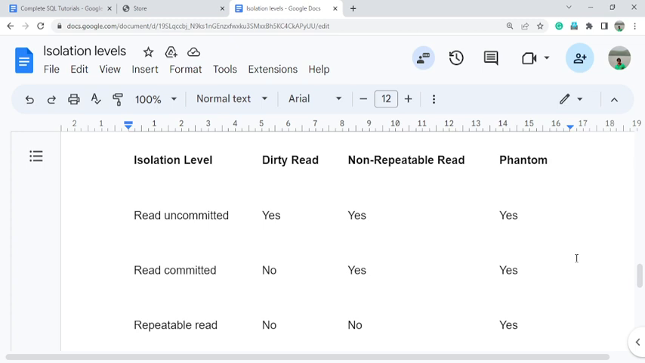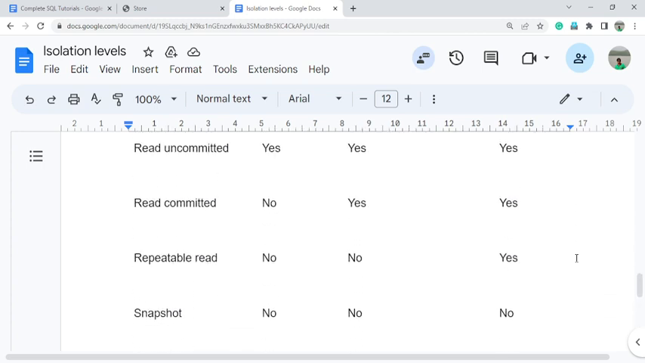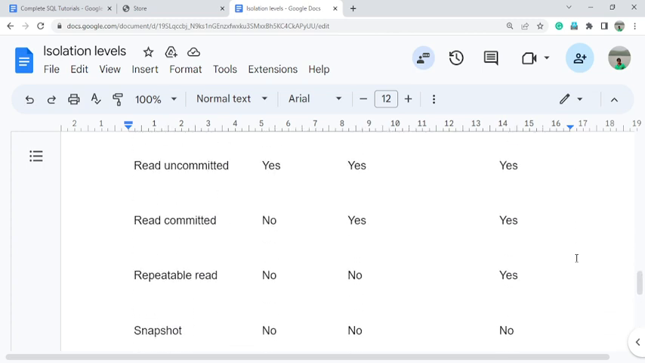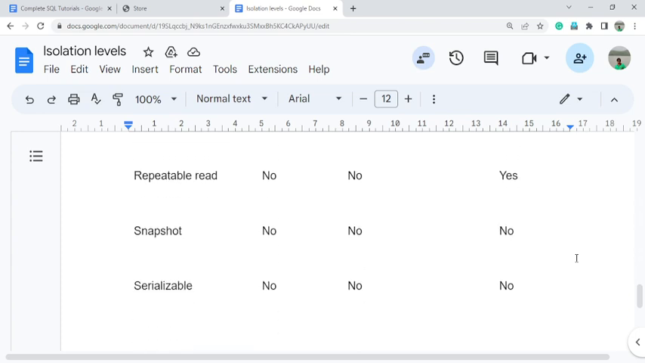You can note this down or take a screenshot, and you can also download all this material from the video description. In the next video I will start one by one with read uncommitted, read committed, repeatable read, and snapshot. I will discuss each with a practical example.